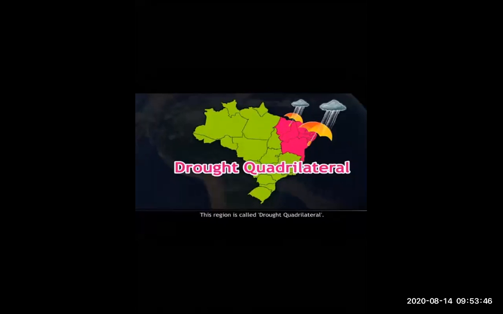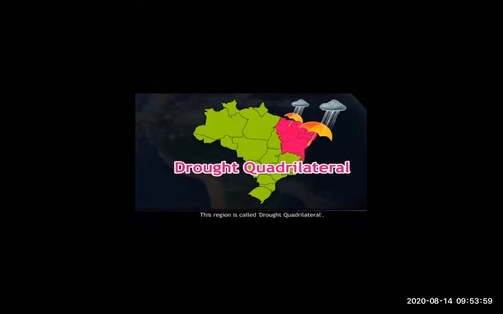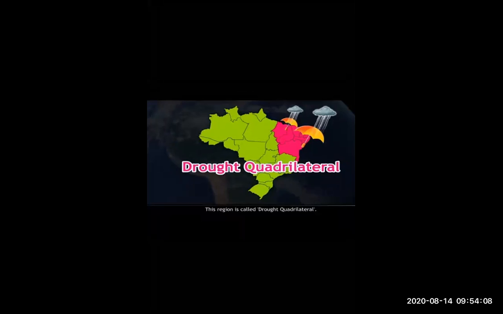So now we go to the drought quadrilateral. Can anyone tell me what is the drought quadrilateral? As I previously also taught this lesson. Okay, very good. Rain shadow area. Where there is low rainfall or minimum rainfall, this part is called a drought quadrilateral.